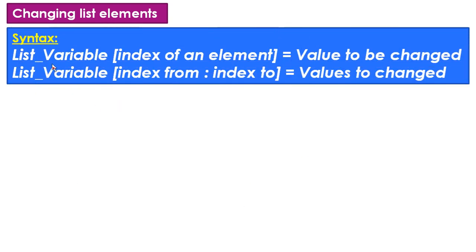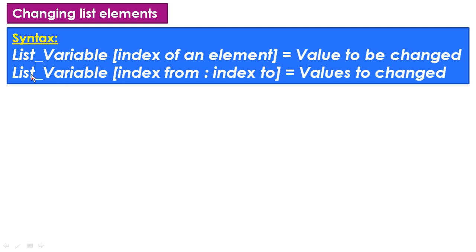Next one, changing or updating list elements. The syntax is list variable of the index of an element enclosed with square brackets, equal to the value to be changed. This statement changes a single value, which is indicated by using the index of an element. For example, my list of 0 represents the first element. We can change the value to 75, then my list of 0 becomes 75.